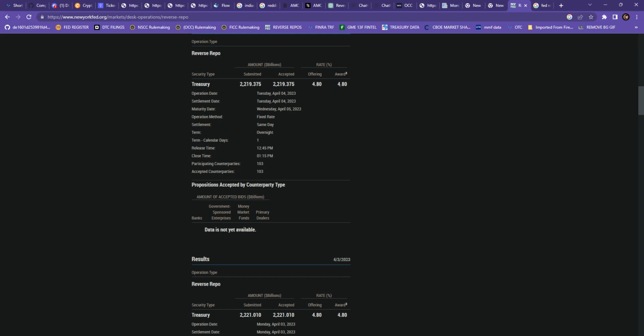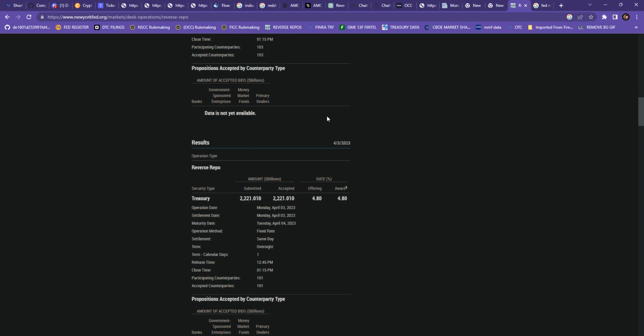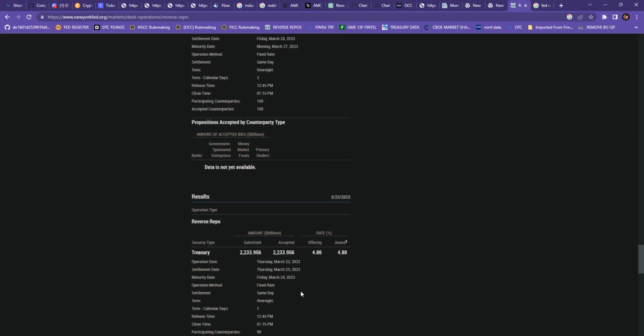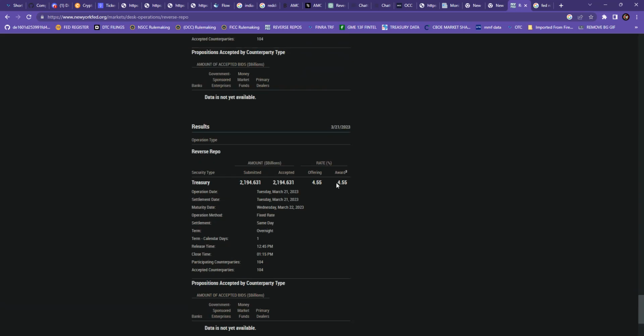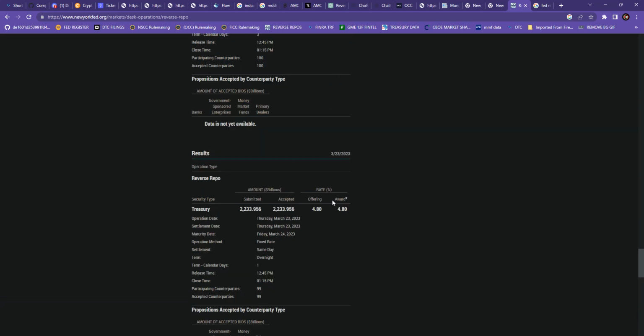So again, the offering amount, this is the Fed funds rate. This is the rate that they keep raising. You see this 4.8 here. If we go back a couple of weeks ago, you can see here that the offering was 4.55 before the last rate hike. And then after the last rate hike, it went up to 4.8.